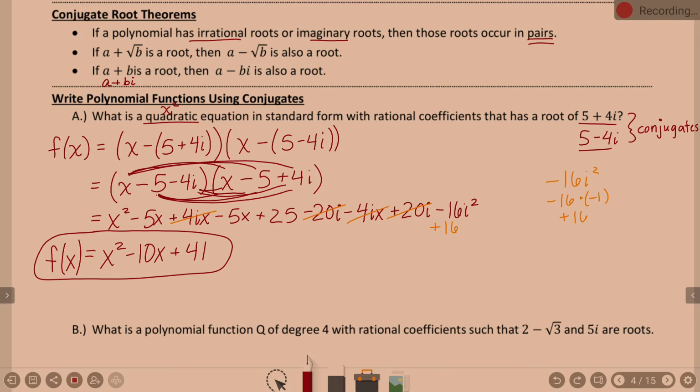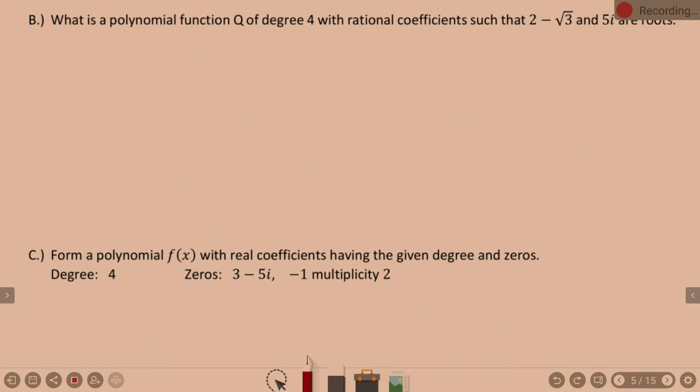Ready to try B? Okay. What is a polynomial function Q of degree 4 with rational coefficients such that 2 minus the square root of 3 and 5i are roots? So this particular problem tells us it's going to be degree 4. That's kind of a hint. The Q there is just what they're naming it. They're just saying it's going to be function Q.